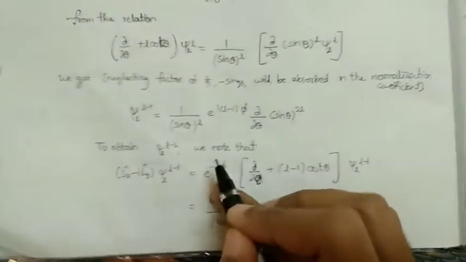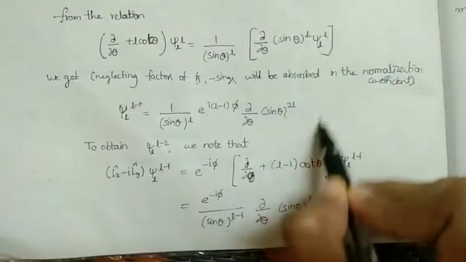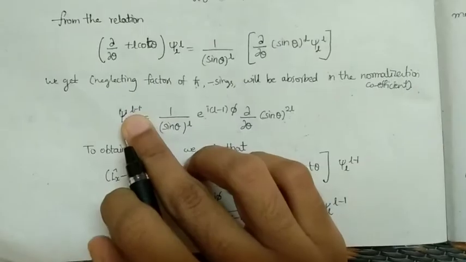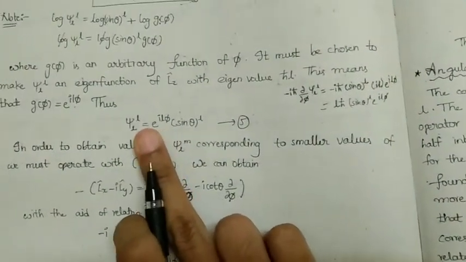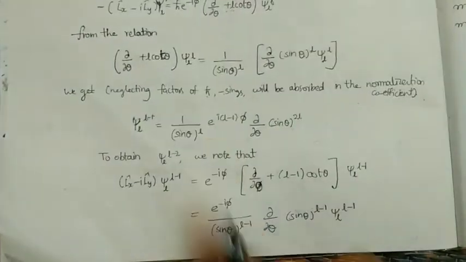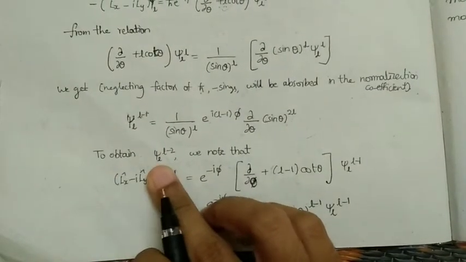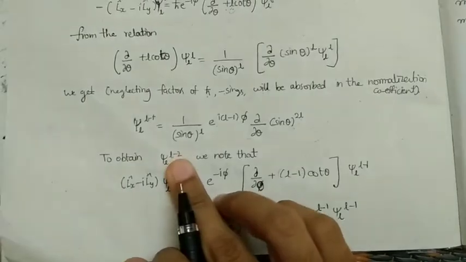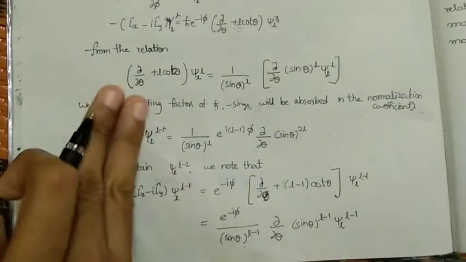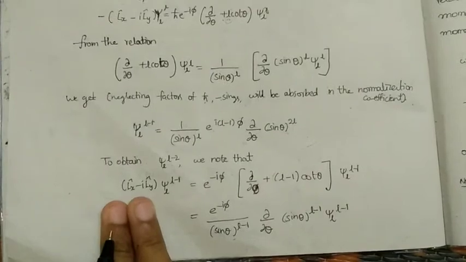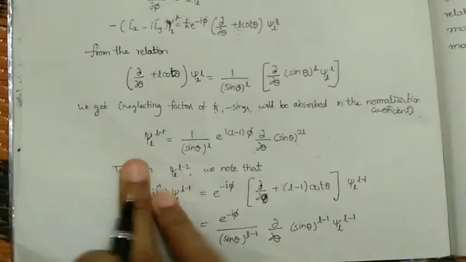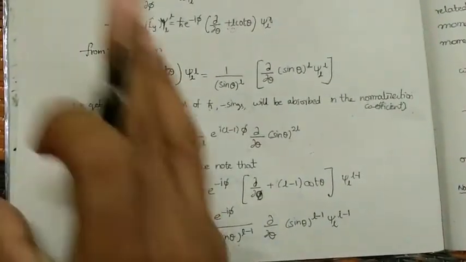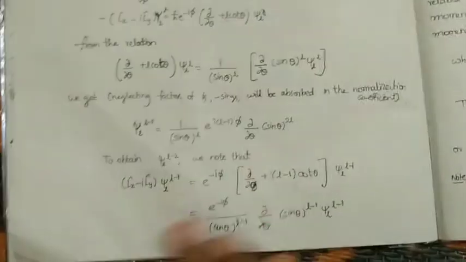So this is the simplification procedure, and this is another wave function for m value L minus 1. This is the wave function for m equals L, and this is for m value L minus 1, another wave function. Now again, to obtain ξ_L^{L-2}, what we have to do is operate with Lx minus iLy, following the same procedure, operating on both sides.